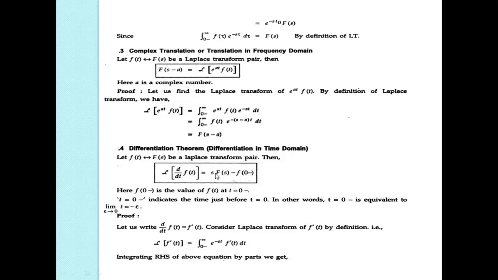What is the bilateral? It is s into F(s) only. If there is an added minus f(0 minus), that is for the unilateral Laplace transformation. Only these properties are different for bilateral and unilateral; remaining all are the same. Okay, I will explain the bilateral, my students. Here they are explaining the differentiation in the time domain as a unilateral Laplace transformation, so I will explain the bilateral.